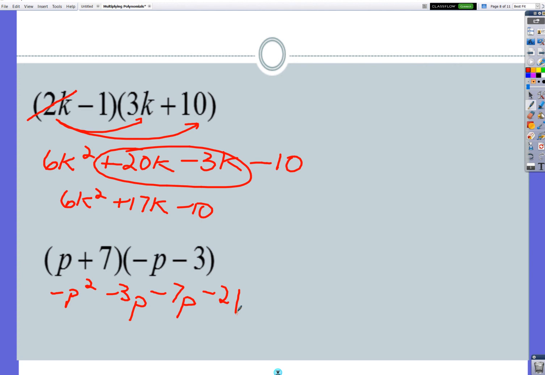Okay, just like before, the like terms, it depends on how they were arranged originally, but they are in the middle. So I have -p squared minus 10p minus 21. Any questions there? Tomorrow we'll be able to start off right from the beginning. We'll go straight into finishing this off, and then we can do some practice for the quiz.